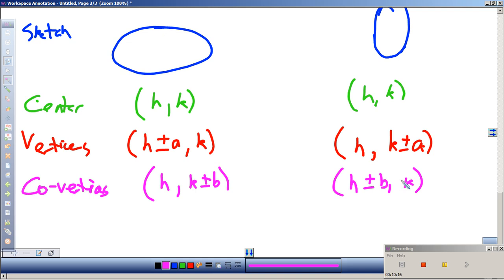Does that make sense? Everybody see where we're at?